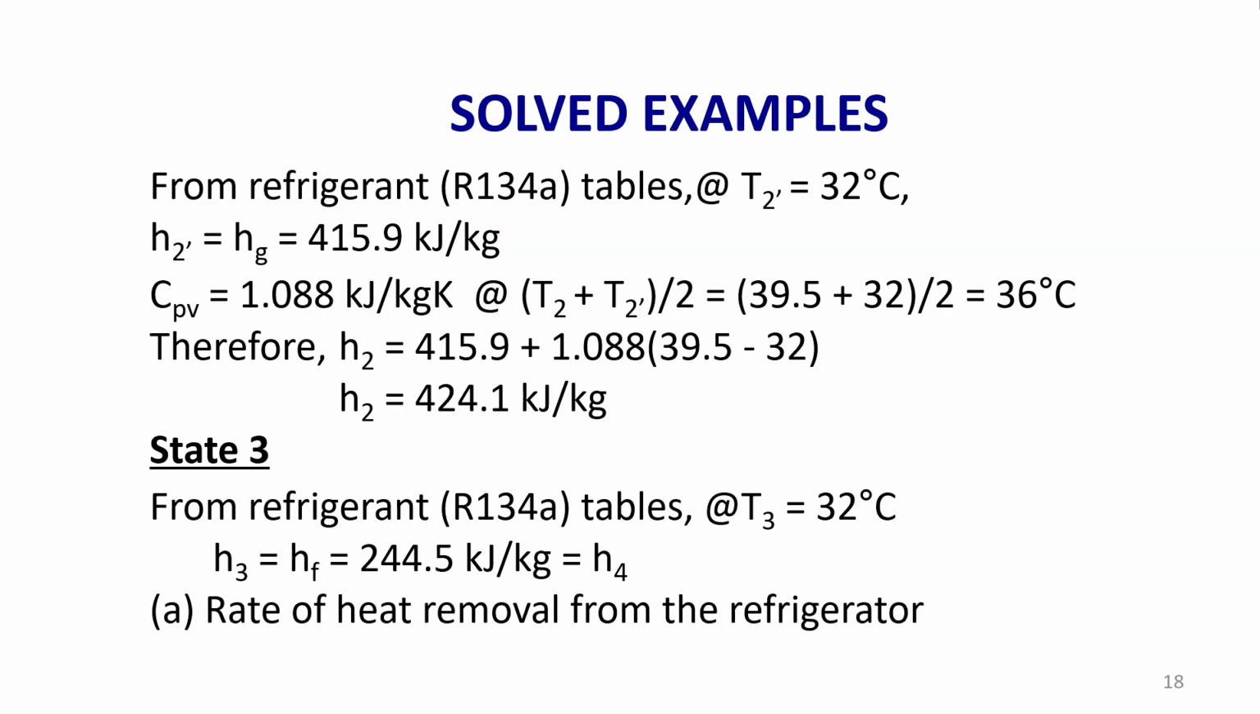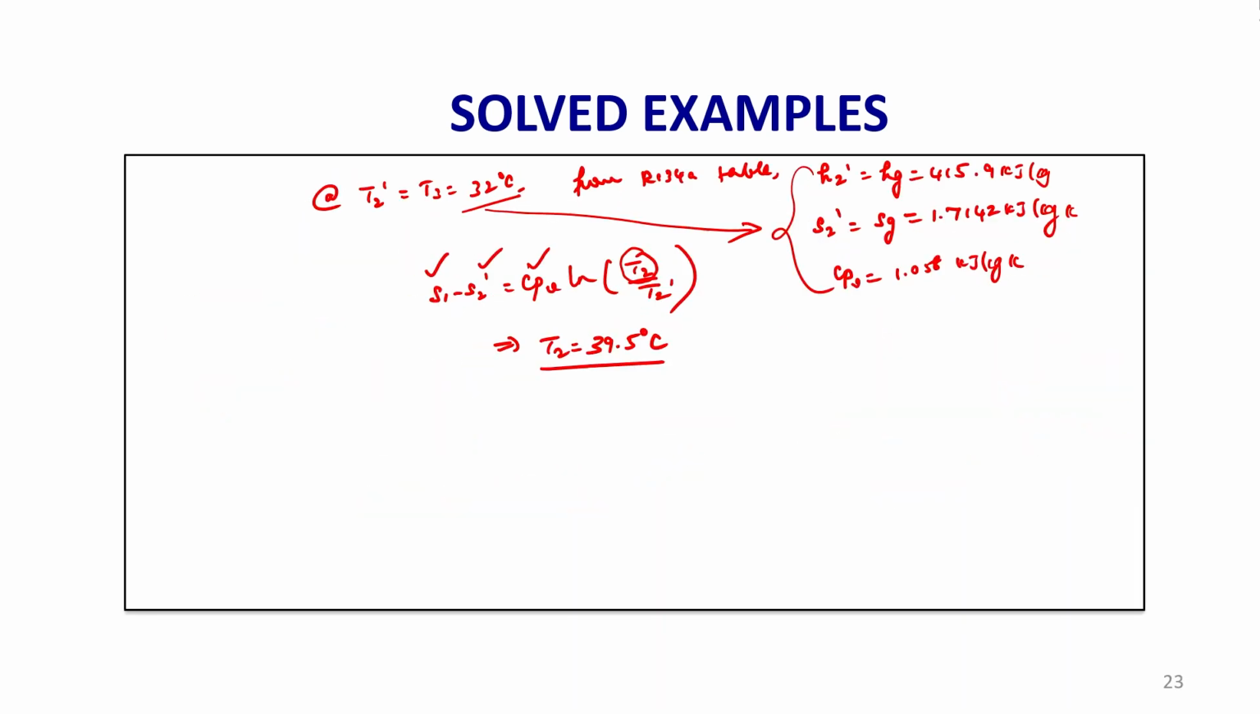Once we find the T2 temperature, I am going to find out the enthalpy at 2. What is the enthalpy at 2? This is the superheated enthalpy. So there is a formula: superheated enthalpy is equal to the saturated enthalpy H2 dash plus Cp of vapor into (T2 minus T2 dash), that is delta T. This is the enthalpy at superheated state 2. Okay, so this is very, very important.